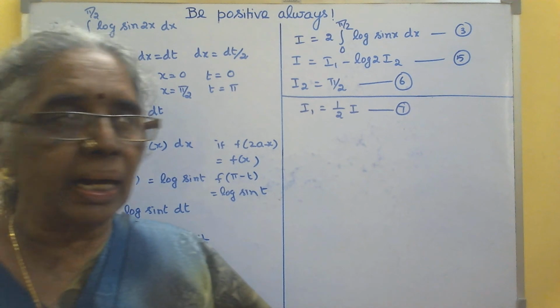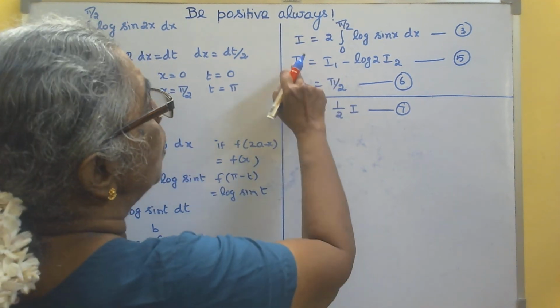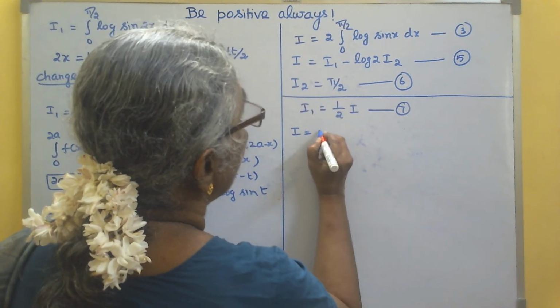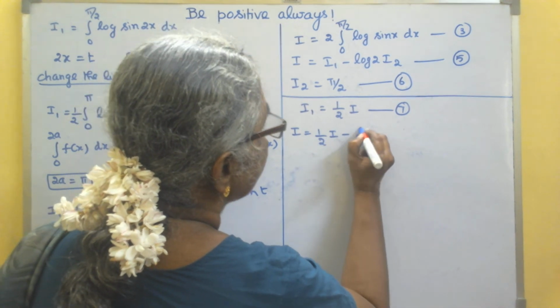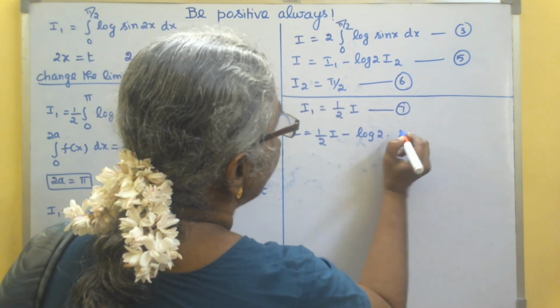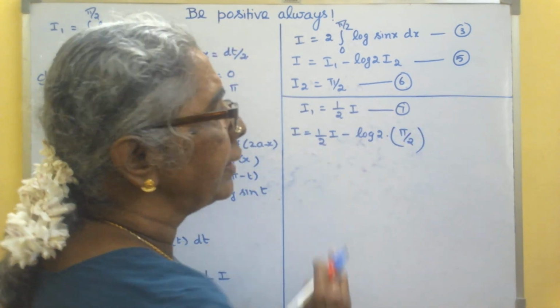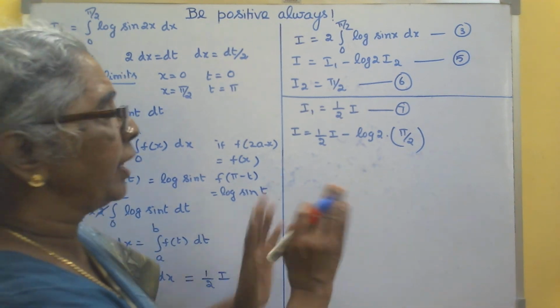Now we have done our I1. We have done our I2. So now let me go to step 5. So I is equal to, in the place of I1, let me write half I minus log 2. What is I2? I2 is pi by 2. Don't cut this 2 and that 2. That log 2 is different. You can write pi by 2 log 2 or put a bracket.